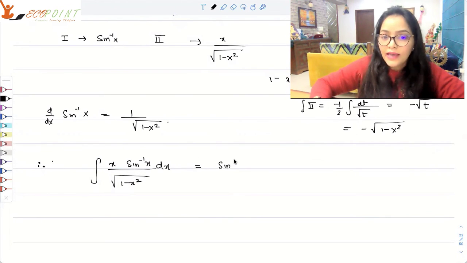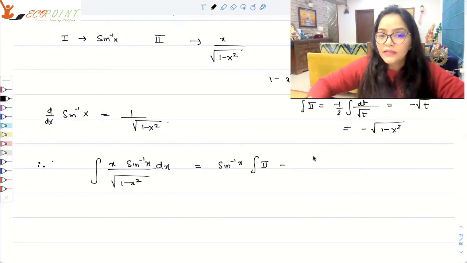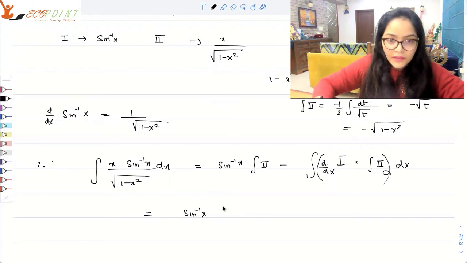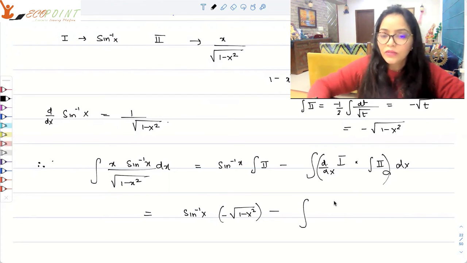1 as it is the integral of second, minus whole integral derivative of first into the integral of second, whole integral again. So we will get sine inverse x into minus square root of 1 minus x square, minus whole integral, derivative is 1 upon square root of 1 minus x square into minus square root of 1 minus x square.